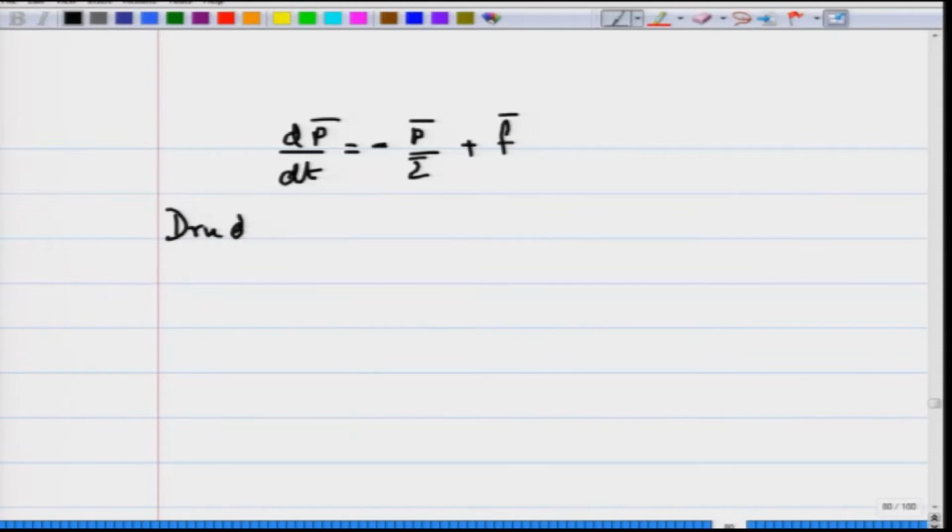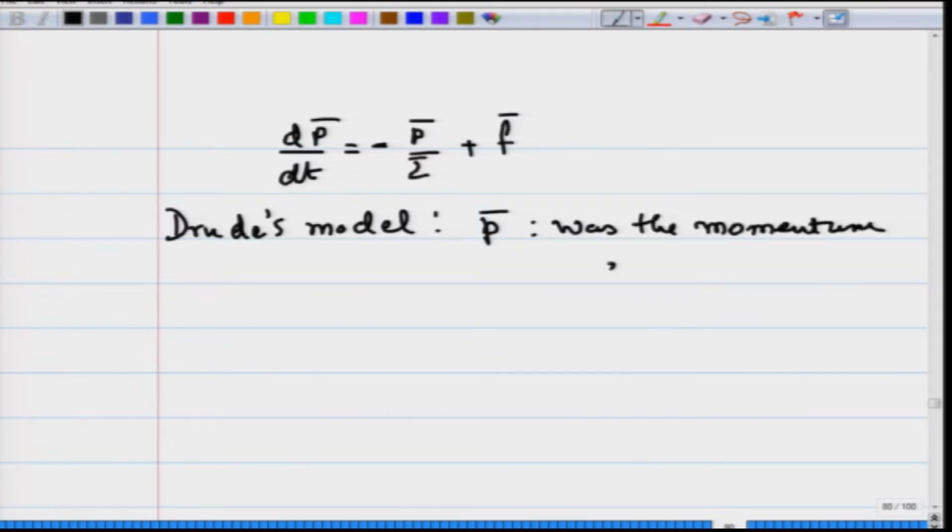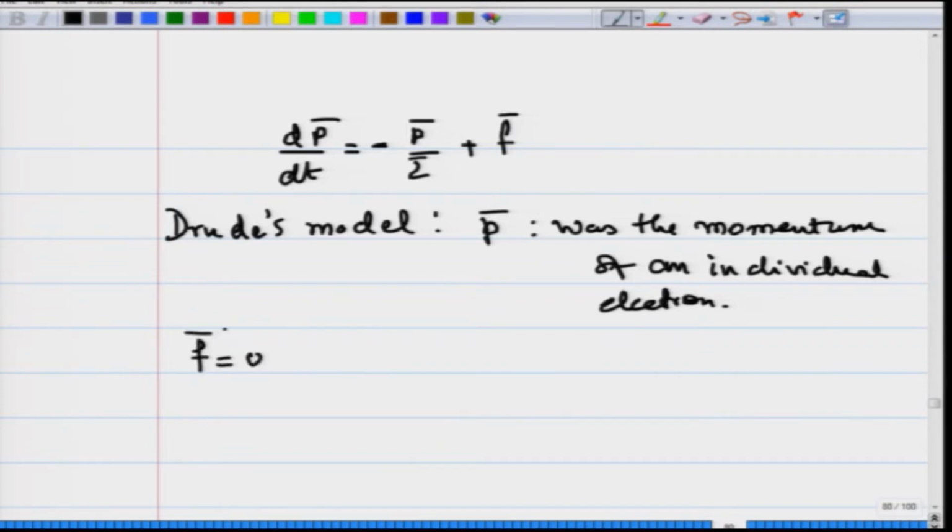But in Drude's model of the conductivity of the electron, P was the momentum of an individual electron. However, the moment you start talking of individual electrons within Sommerfeld's model of the solid, you land in problems. The reason is simple: take F equal to 0, and give some initial force F0 at time t equal to 0 and at subsequent times make it equal to 0.